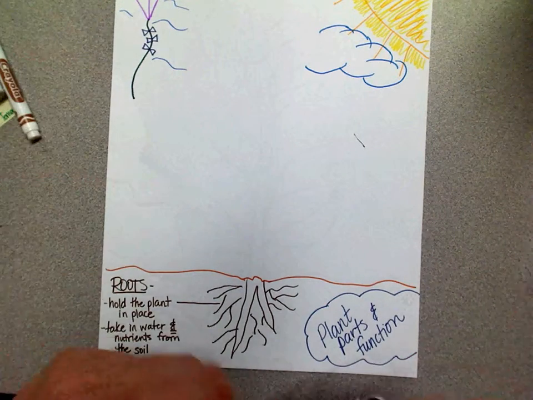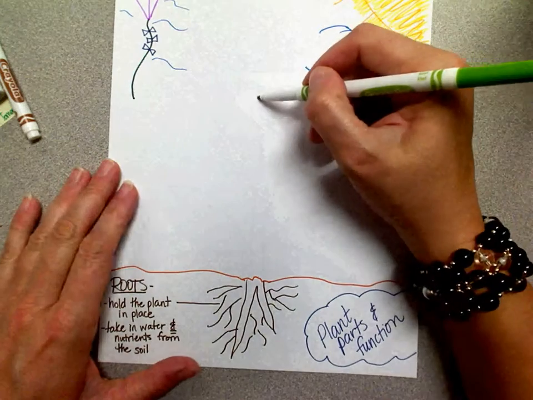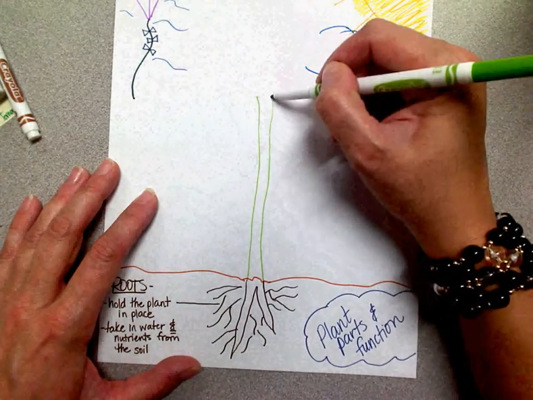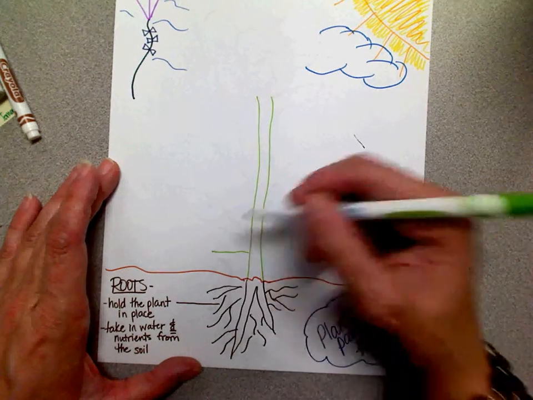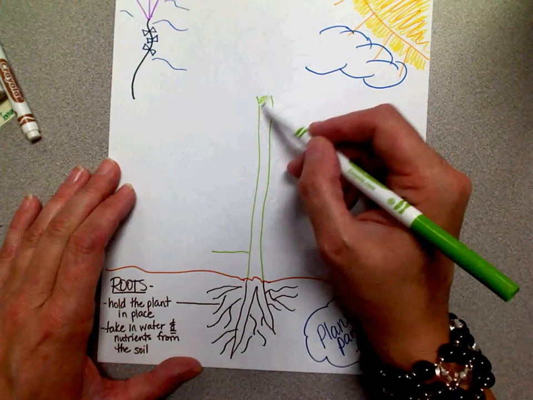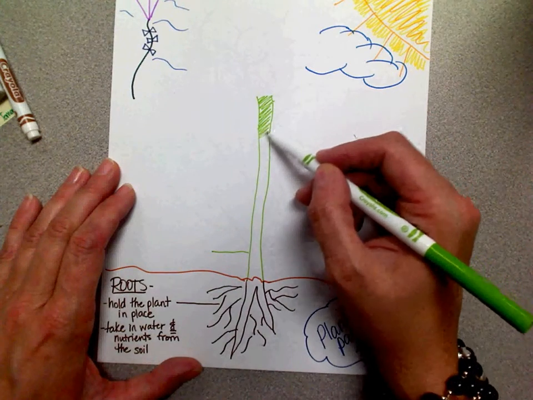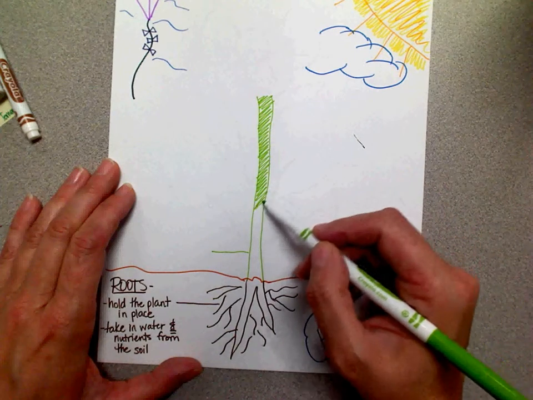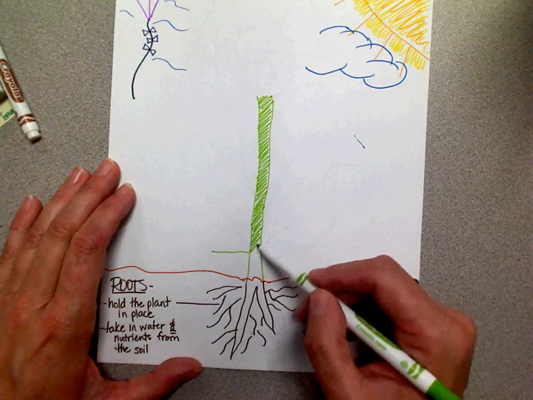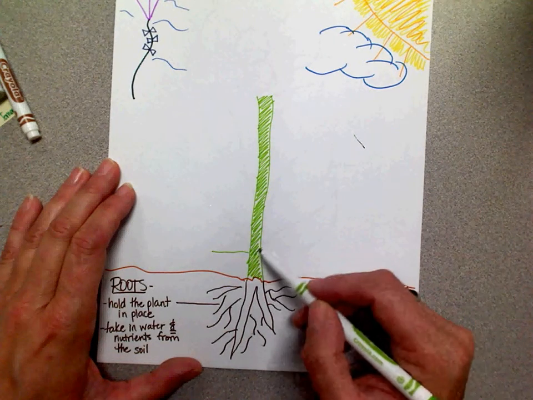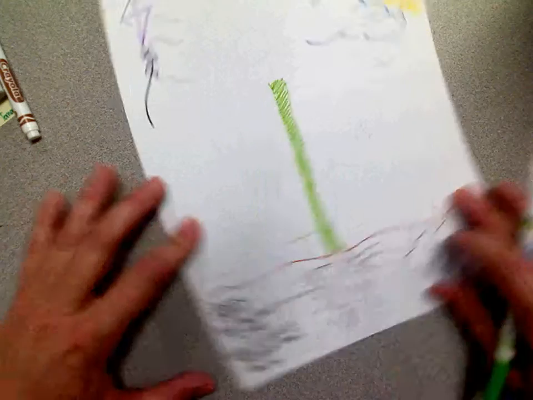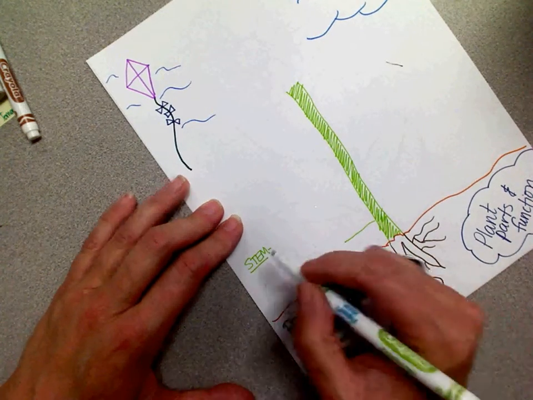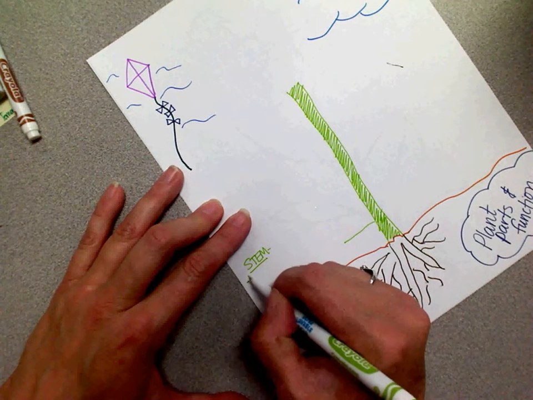So the next part of our plant is the stem. And what that stem does, that stem holds up this plant so that it can reach up to the sun, so that it can get the sun for its photosynthesis, right? Everybody remember that? Okay? So our stem. This holds the plant upright.